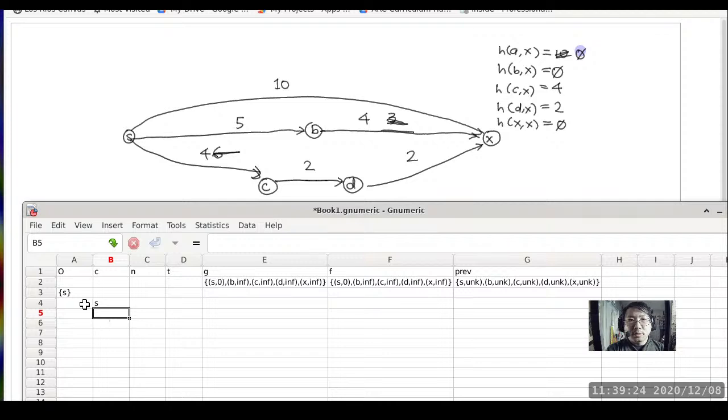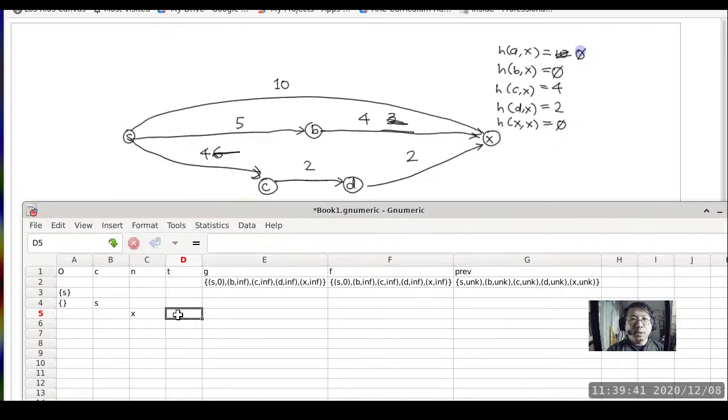Okay, so we choose S, and Q becomes empty at this point, and then we look at all the outgoing edges of S, and there are 3. So the first outgoing edge is going to X, right away, and in that case, we want to compute what is going to be G of X in this case.